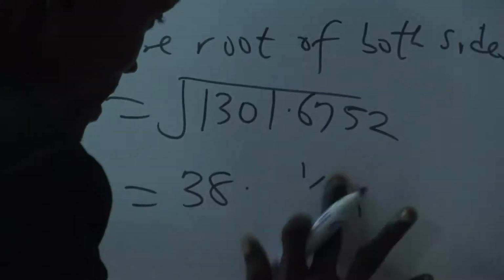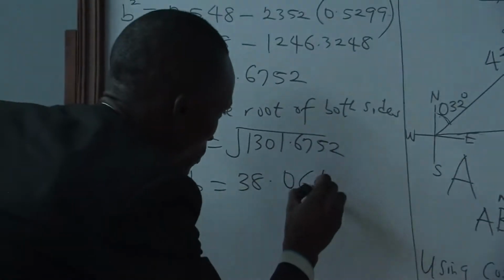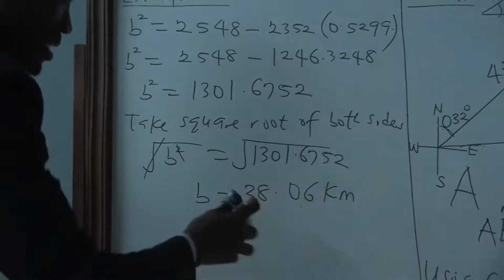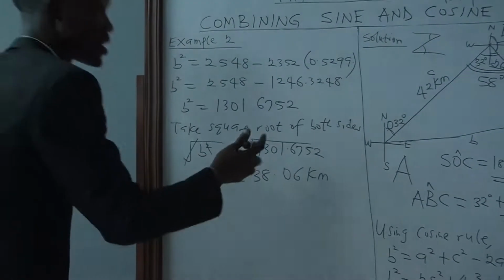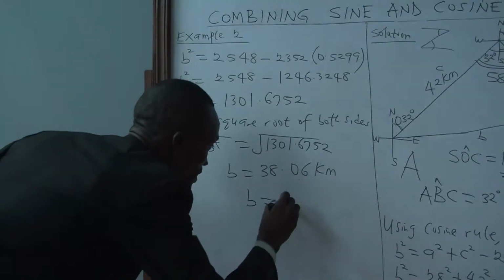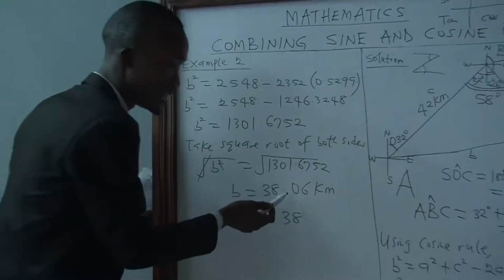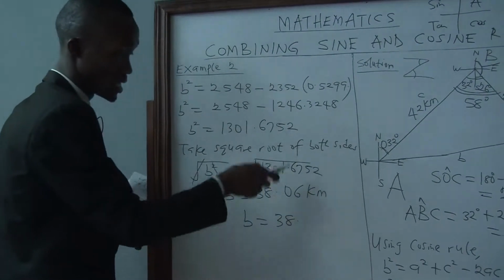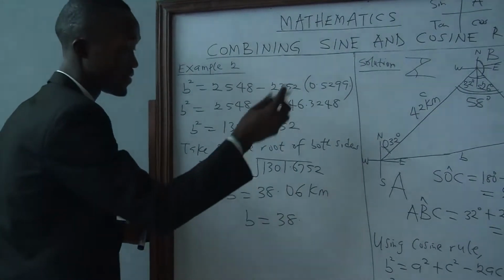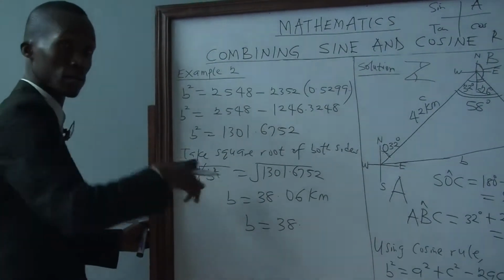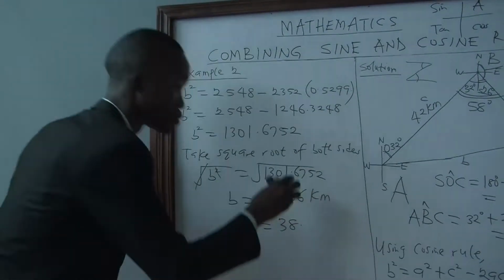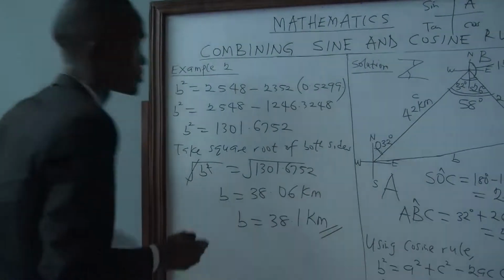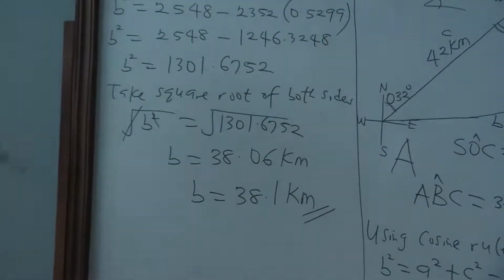We have it as 38.06 kilometers from our calculator, but I want to leave the answer to one decimal place, so we have b to be 38. The first decimal place is 0, but the digit after that 0 is 6, and digits between 5 and 9 are rounded up. So this 6 will become 1, by adding 1 to 0, then we have 38.1 kilometers. That is our distance.